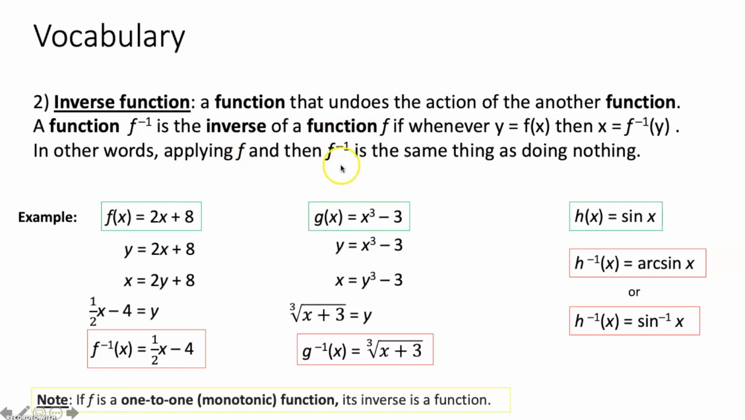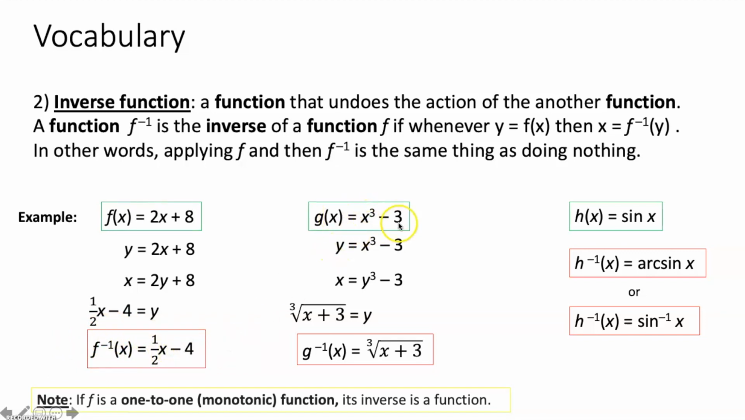Now, in order to find the inverse of a function, all you have to do is switch the x and the y and solve for y. So in this particular instance, we have f of x is equal to 2x plus 8. We just change f of x to y because those two things mean the same thing. If we want to find the inverse of this function, we switch the x and the y, and then we solve for y by subtracting 8 and then dividing both sides by 2. And you get f inverse of x is equal to 1/2 x minus 4.